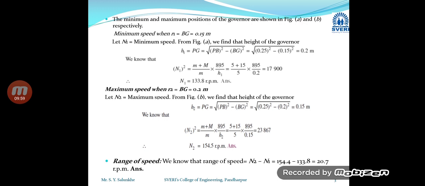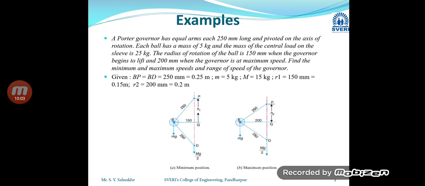Now we are going to calculate the maximum speed, and for that we are going to consider the second diagram. In this second diagram, again the same notations are used as B, P, G, and the lowermost point is D. Now in this case also we have to find out h2. From the right angle triangle BPG, we can write this h2 is equal to under root BP square minus BG square, and hence we can get the answer.